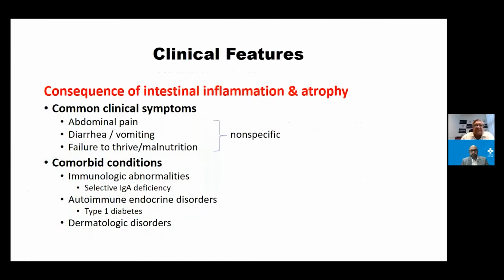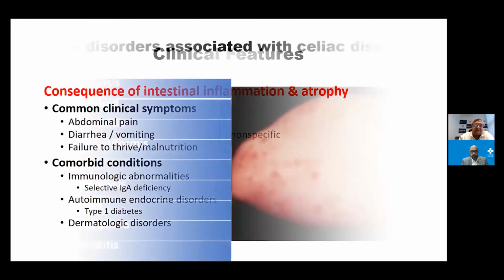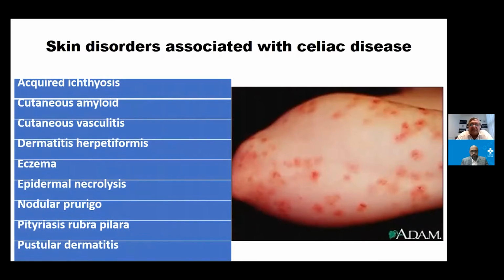The clinical features of celiac disease are consequent of intestinal inflammation and atrophy. Common clinical symptoms will be abdominal pain, diarrhea and vomiting, failure to thrive, especially in children, and malnutrition. These are all non-specific. There may also be comorbidities because there are immunological abnormalities, and selective IgA deficiency is very common in celiac disease. There is also close association with type 1 diabetes mellitus and some dermatological disorders. In fact, the dermatological disorders are conspicuous by their presence.